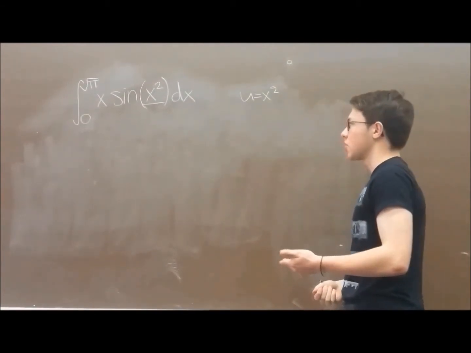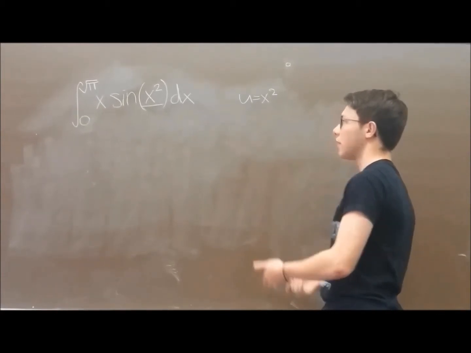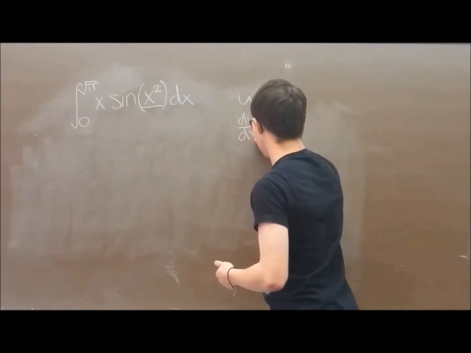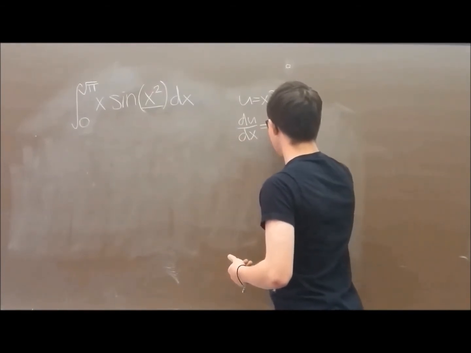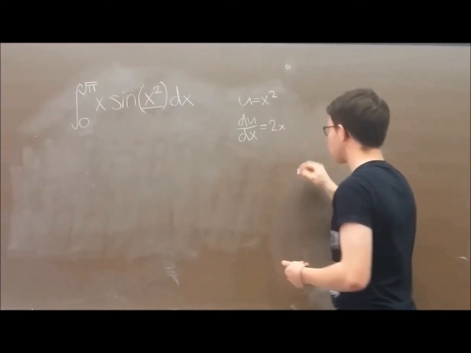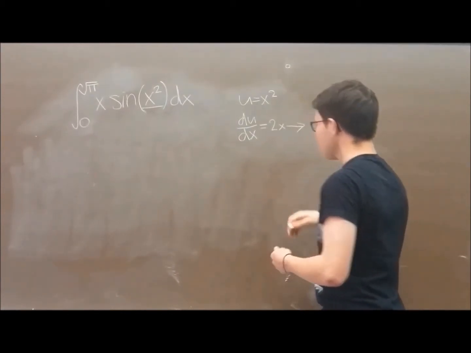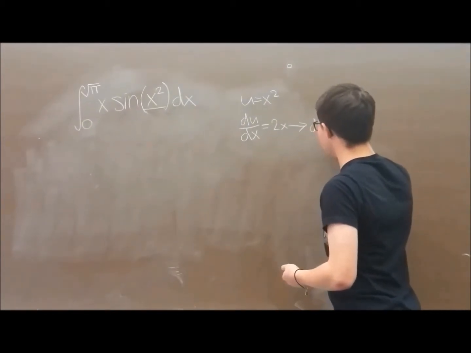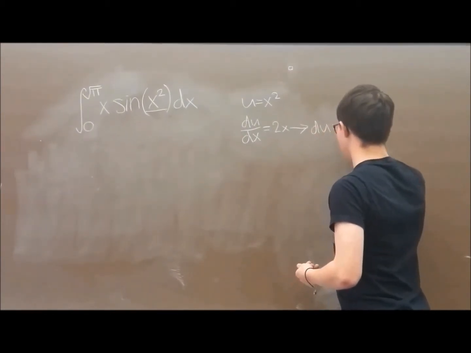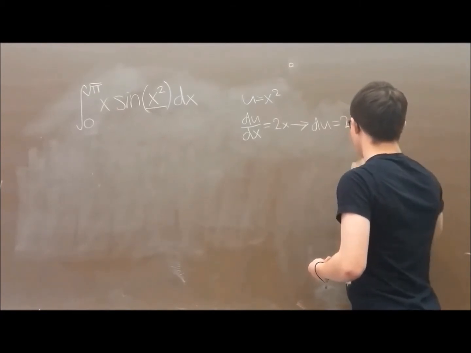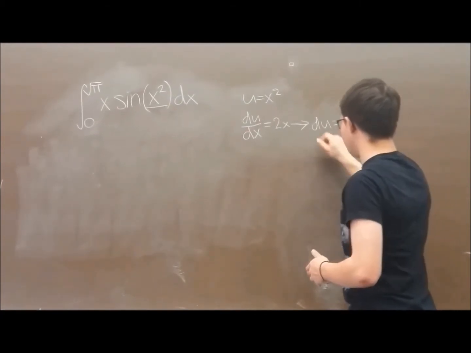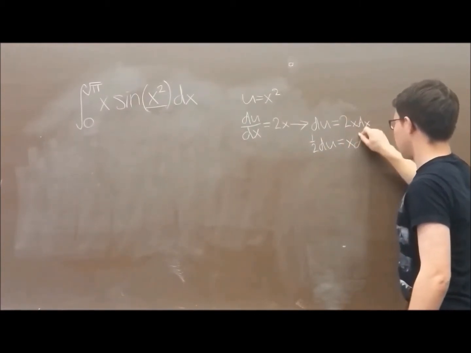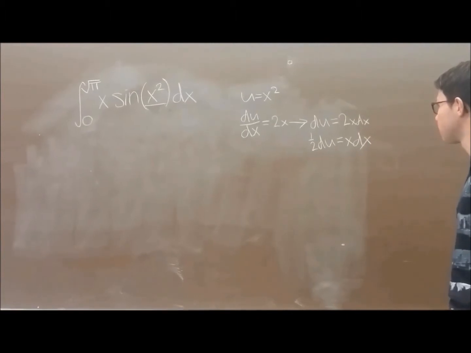For later on in the problem, it's also going to be important to take the derivative of u. So you take du over dx to equal 2x, and then using basic arithmetic rules, you can also turn du into 2x dx. And then to simplify that even further, you can make 1/2 of du equal x dx.